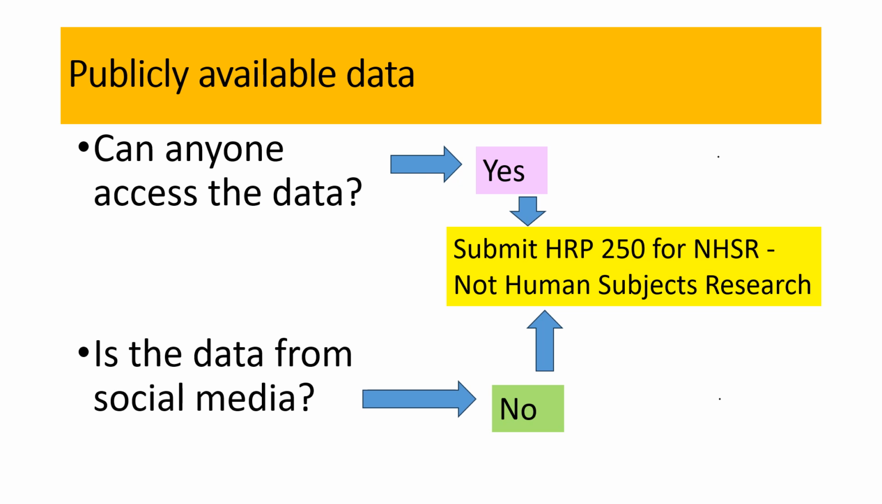For publicly available data like this, it does not matter if there are identifiers, because those identifiers are publicly available too. This does not apply to social media though, because someone who posts on Facebook or X or Blue Sky does not usually expect for their posts to be used in research. If the data is publicly available and not from social media, you can submit it as not human subjects research using the HRP 250.